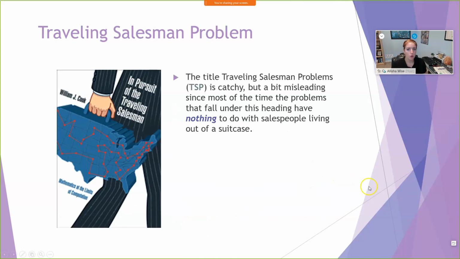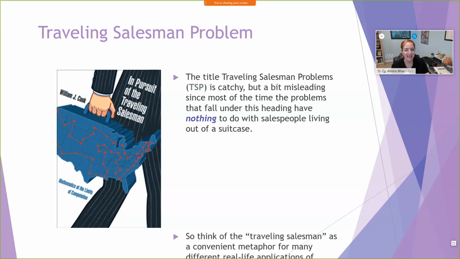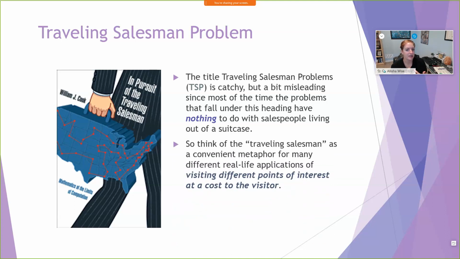So real quick, the traveling salesman problem, TSP abbreviated, is catchy but a bit misleading because you start to think, oh, traveling salesmen are outdated, right? We don't really have a lot of them anymore. However, it actually doesn't really have anything to do with salespeople. Instead, think of traveling salesmen as a metaphor for many different real-life applications where you have to go between different points of interest at a cost. And that cost can be time, it can be money, it can be distance, all those different ideas of cost.